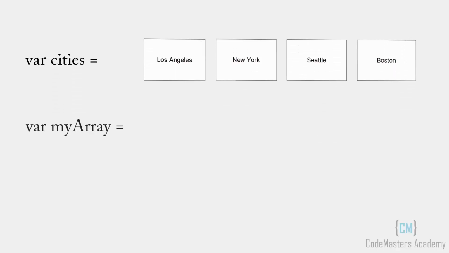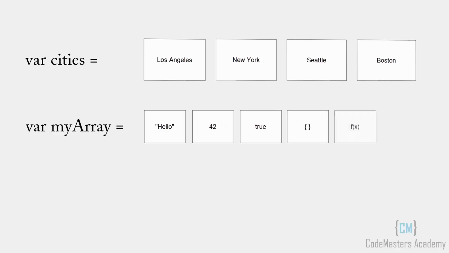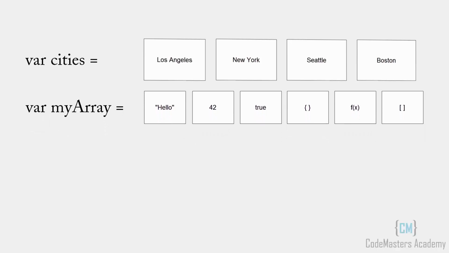Arrays can contain any type of data. These include strings, numbers, booleans, objects, functions, and even other arrays. Other languages usually require us to specify the data type in the array, and this restricts the array to only those data types. In JavaScript, we're allowed to store different types of data in the same array. So the first item in the array can be a number, and the second can be a boolean.